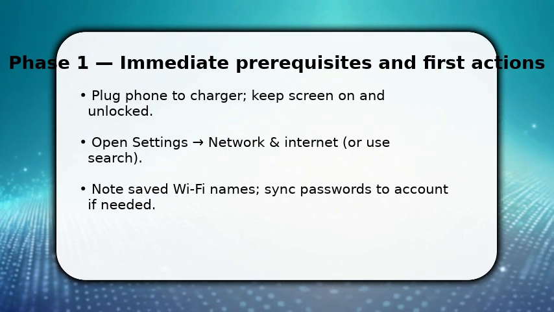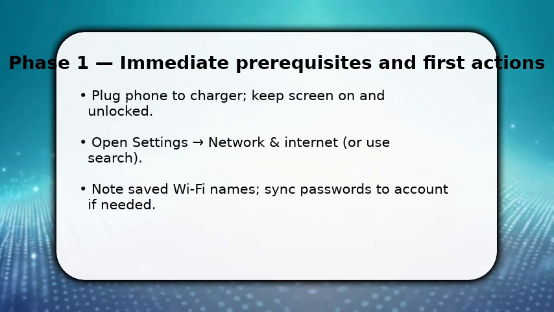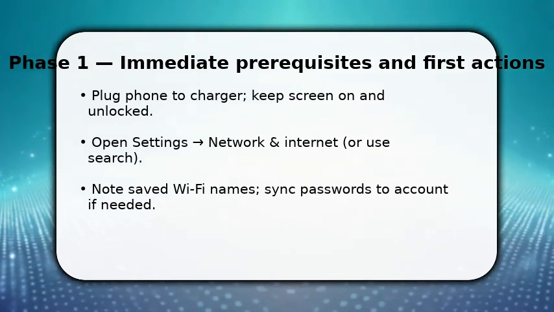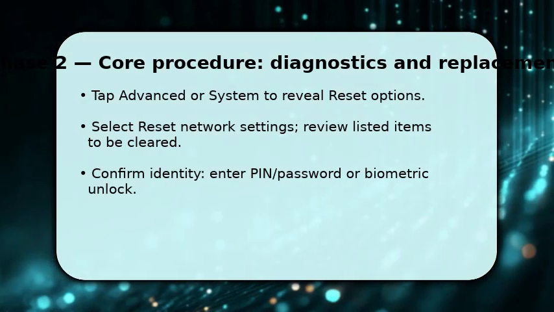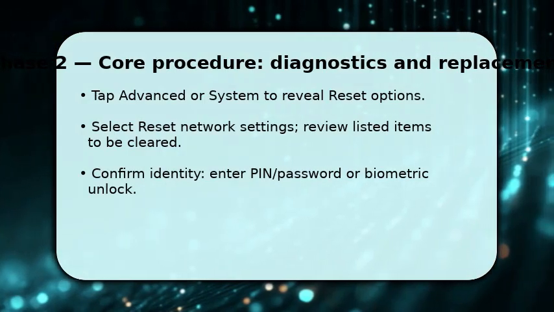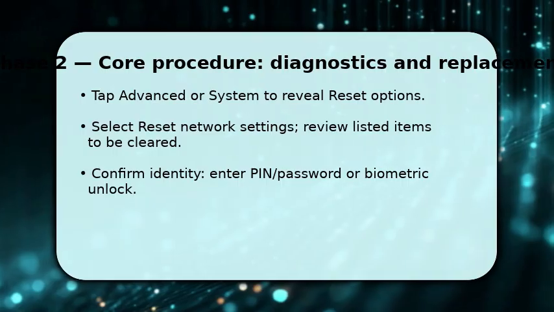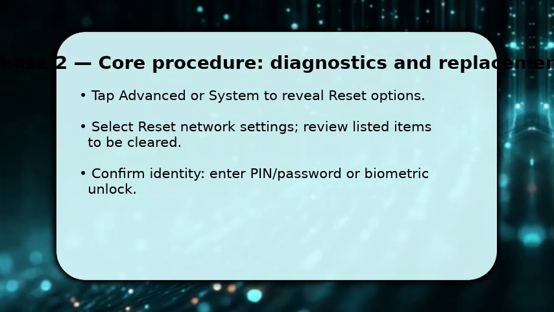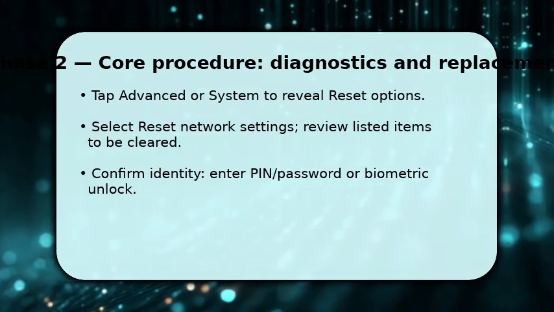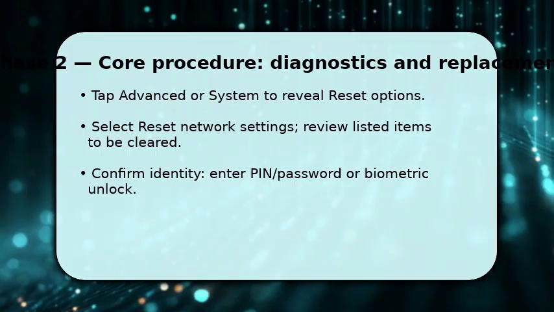Now find Reset Network Settings. Tap Advanced or System, then choose Reset options. Menu labels vary by phone. Once found, select Reset Network Settings and read the summary. It lists Wi-Fi, mobile data, and Bluetooth changes. Make sure you understand that saved networks and paired devices will be removed.